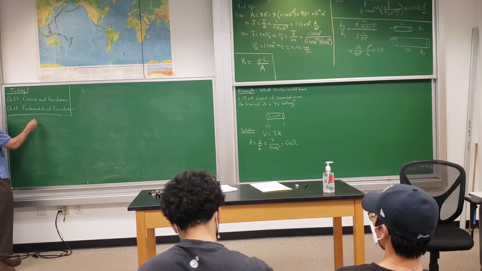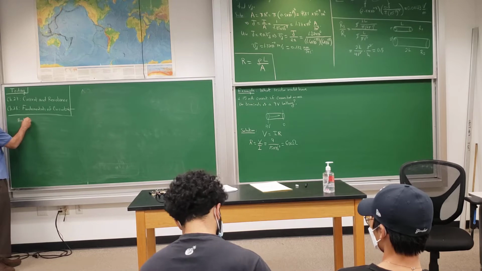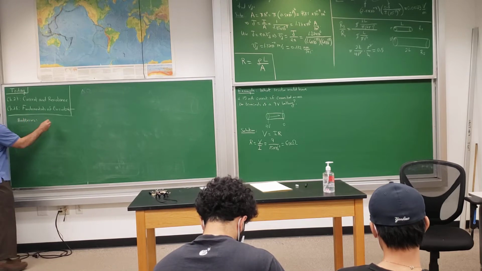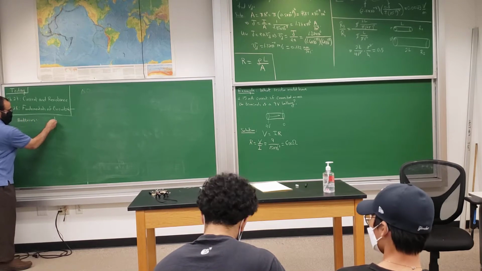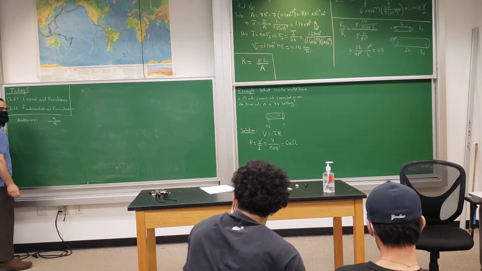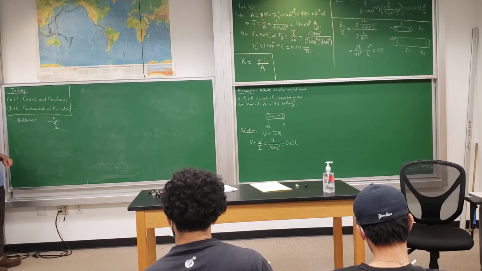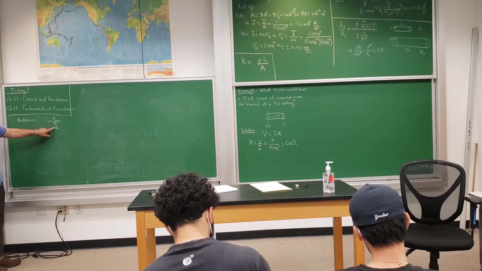So let's start with the ones we know. So batteries, usually it looks like this, right? This is the positive end, this is the minus end of the battery, and the voltage of the battery is called the EMF of the battery. So this stands just for the voltage of the battery.